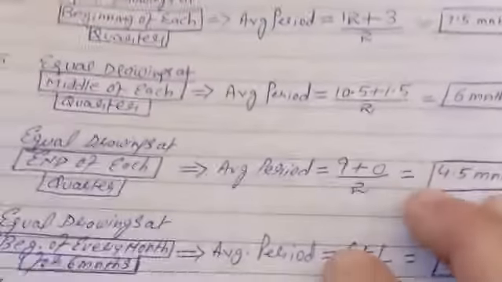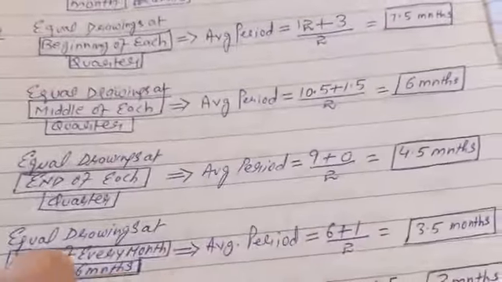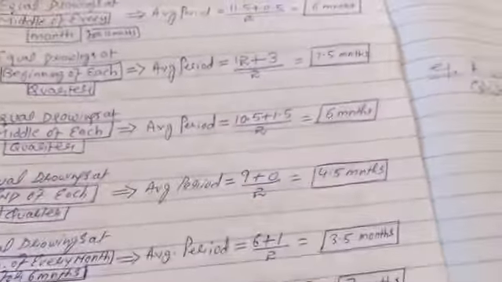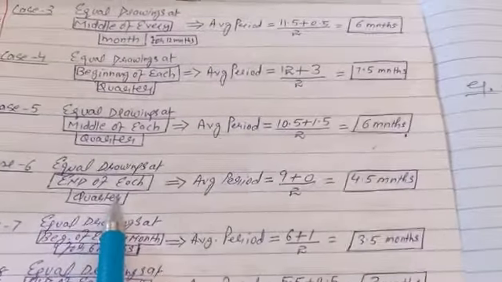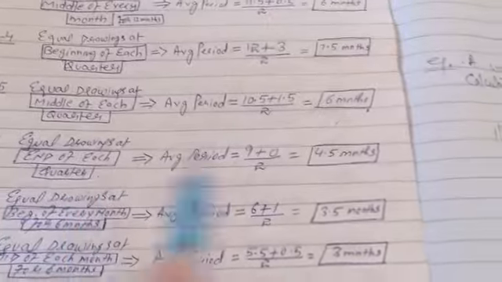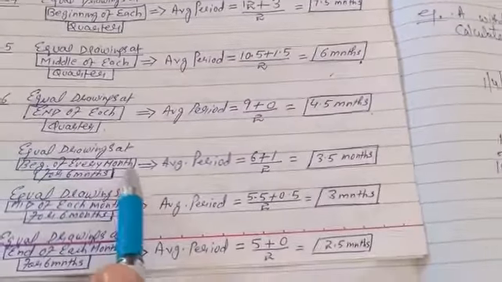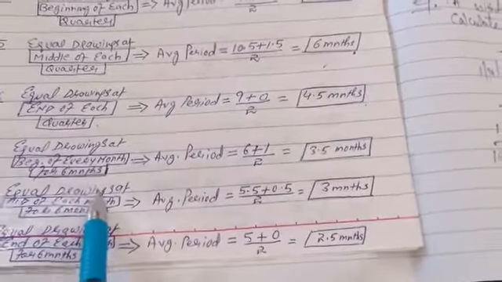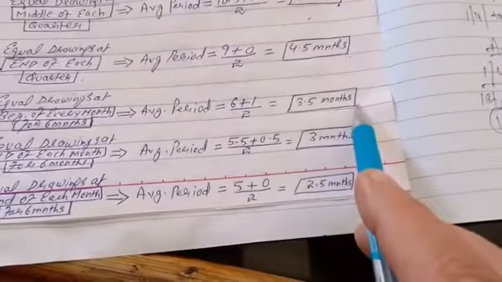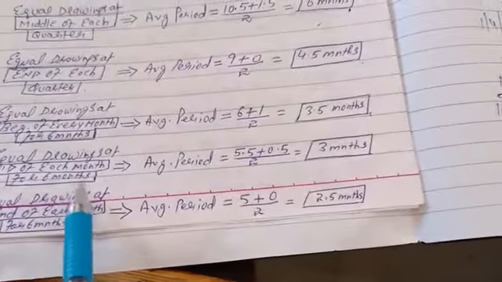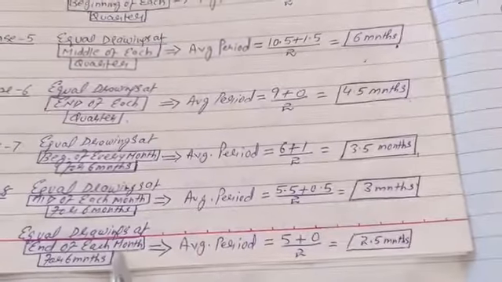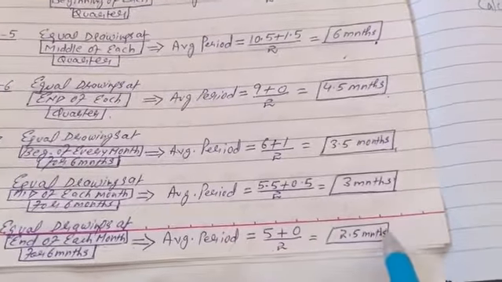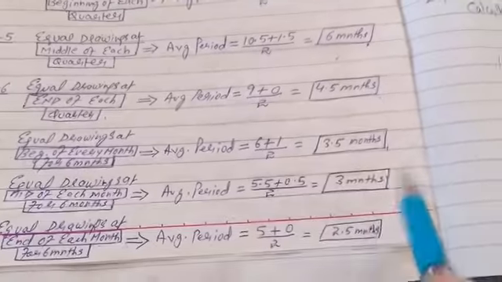I hope it's clear. So middle of each quarter, it is calculated for 6 months. And if equal drawings are made at the end of each quarter, it's for 4.5 months. Similarly, equal drawings at the beginning of every month for 6 months, that is 3.5 months. Equal drawings at the mid of each month, it will be for 3 months. Equal drawings at the end of each month, it's for 2.5 months. So this is what the average method is all about.